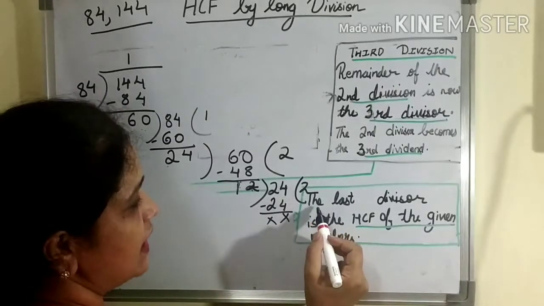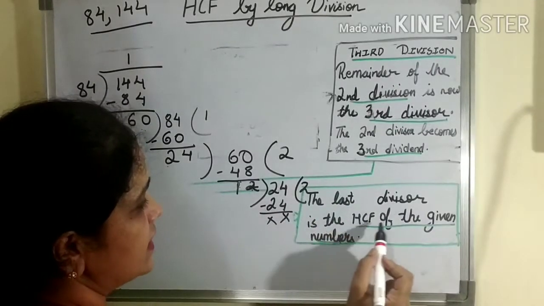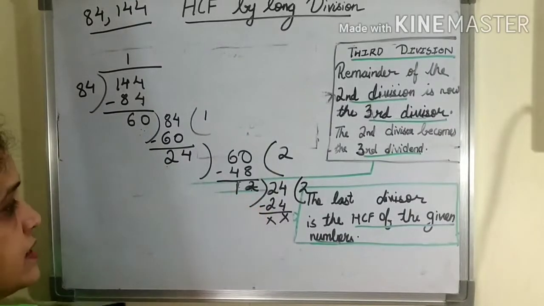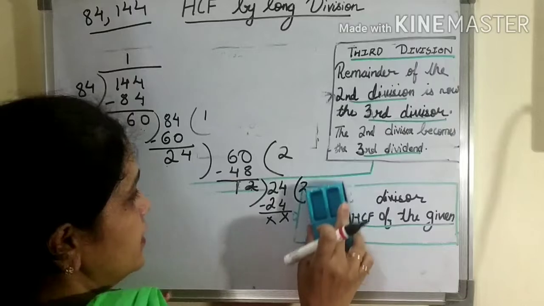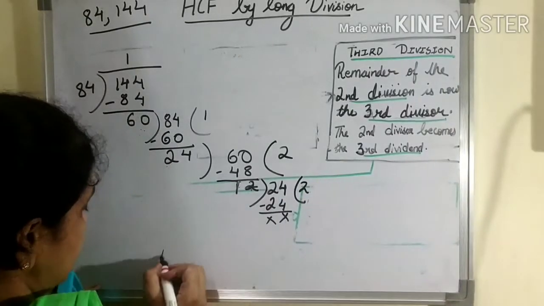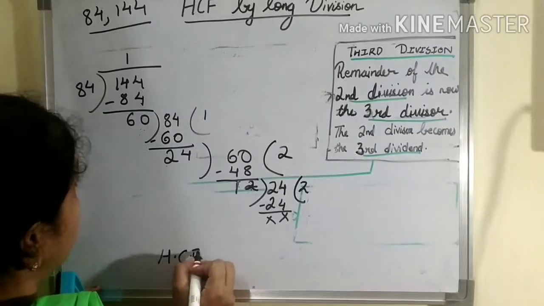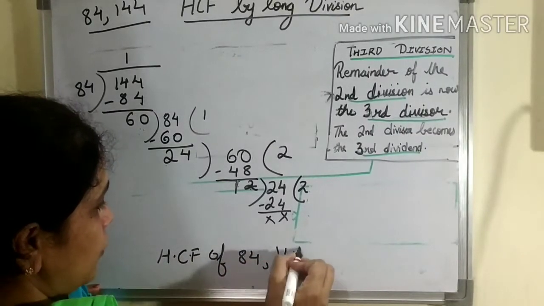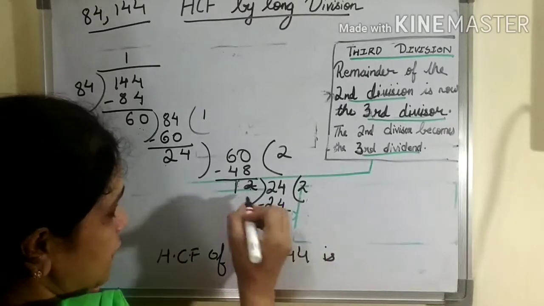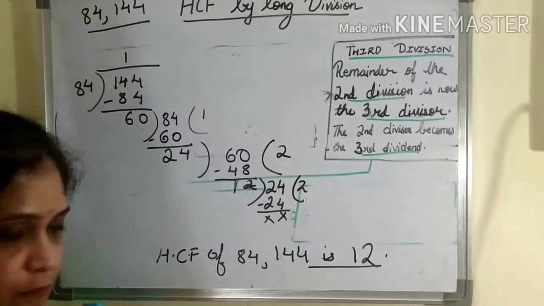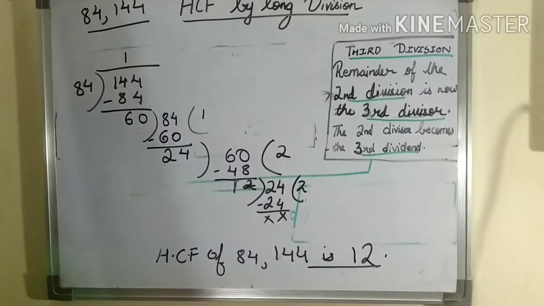And what is the last step? The last divisor is the HCF of the given numbers. Which is the last divisor? 12 is the last divisor. So, this will be the HCF of the given numbers. That means the HCF of 84 and 144 is the last divisor, which is 12 here. So, this is the HCF. In this way, we have to solve.